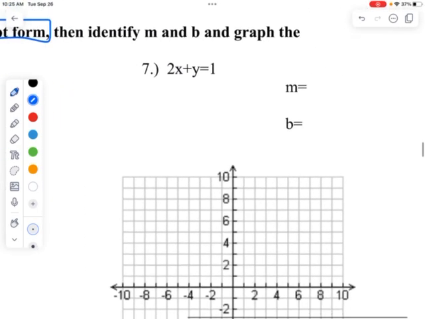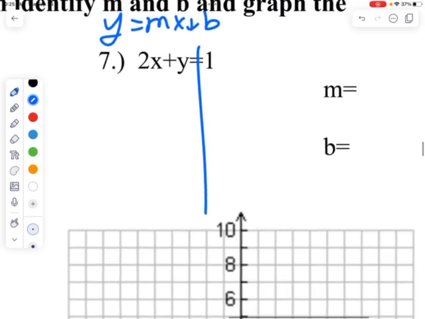Let's look at number 7. Remember, I want this in slope-intercept form. That's the only way I can identify my slope and y-intercept. But if I look here, this equation is not in slope-intercept form. So I've got to use some algebra skills and get the y all by itself. I've got to move this 2x. So let's see. If I have a positive 2x here, I can get it to 0 by subtracting 2x. Whatever I do to the left side, I've got to keep my equation balanced and do to my right.